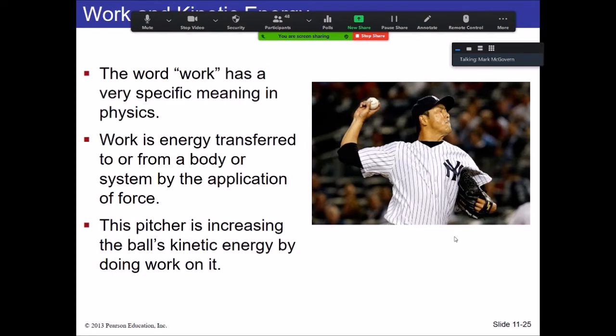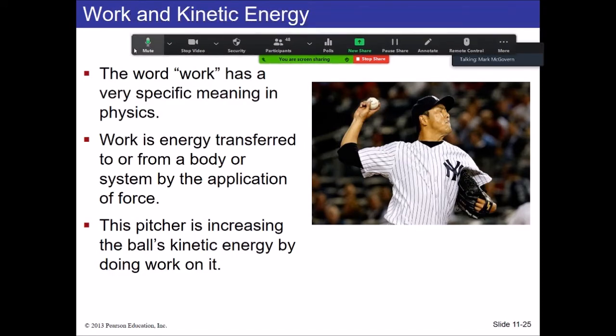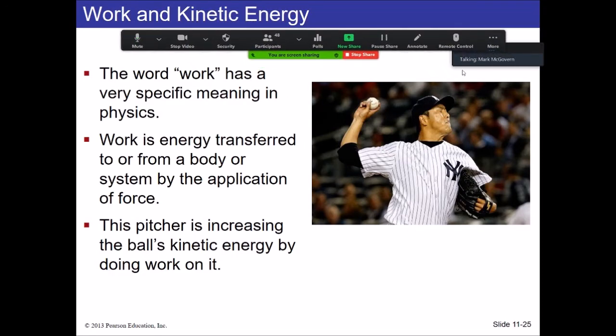Okay. So now we want to get into the concept of work, because we're going to focus right now on kinetic energy, and we're going to work on that a bit, and then we're going to move to the other stuff. I already mentioned that work has a very specific meaning in physics.